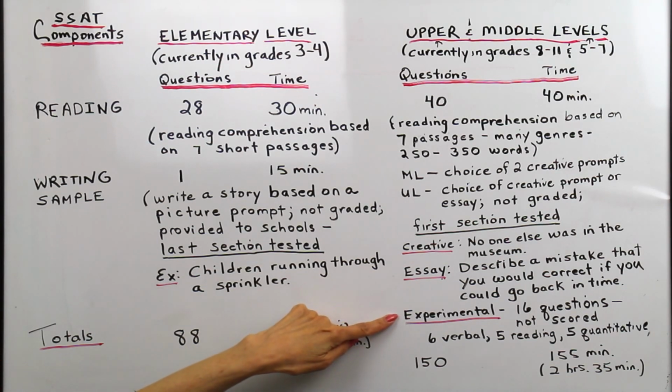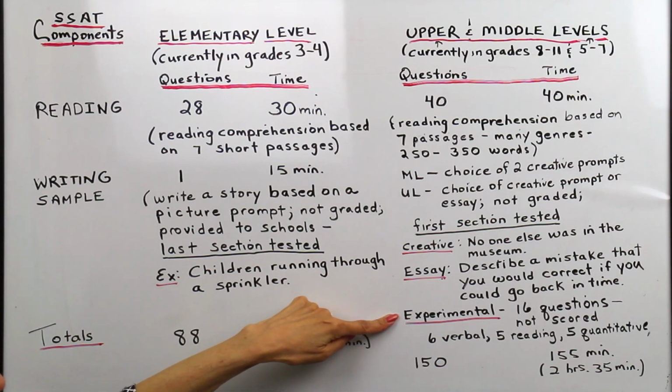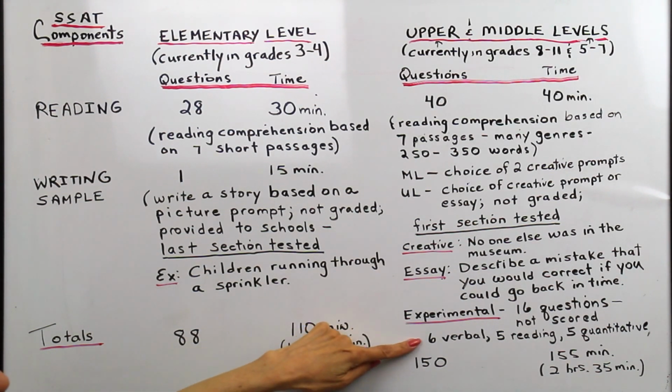The upper and middle levels also have an experimental section. It's 16 questions, not scored. It consists of 6 verbal, 5 reading, and 5 quantitative questions. And these are just used for future tests to see if the questions are viable.